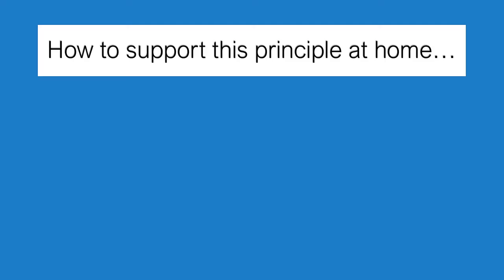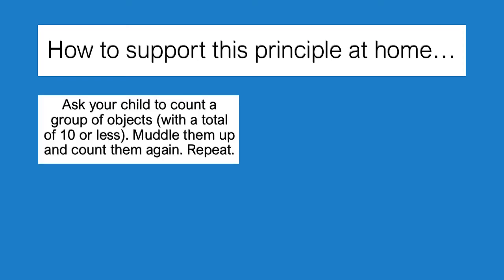To explore the order-irrelevance principle at home, try asking your child to count out a group of objects with a total of 10 or less, and then you muddle them up and ask the child to count them again. Repeat this and see how long it takes for your child to stop counting the objects and be able to tell you the answer. This might begin to demonstrate that they're grasping the order-irrelevance principle, but don't worry if it takes a long time to do this or if it doesn't happen at all.